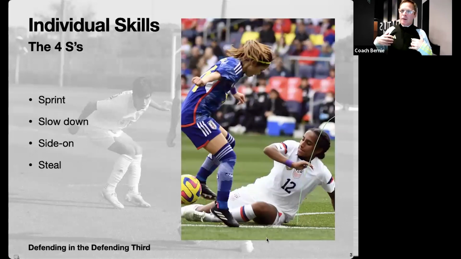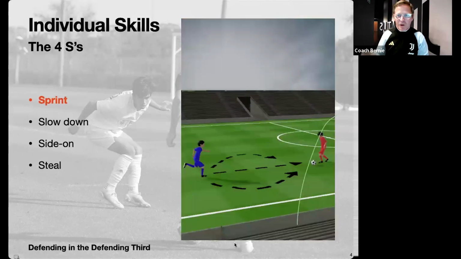Again, we're going to start with individual skills in defending. There are 3 S's we can talk about when we talk about how we apply pressure to the ball. Sprint, we slow down, we go side on, and then we go for the steal. We're going to talk about each one of these individually. The first one is the sprint. Somebody talk to me about what the sprint means.